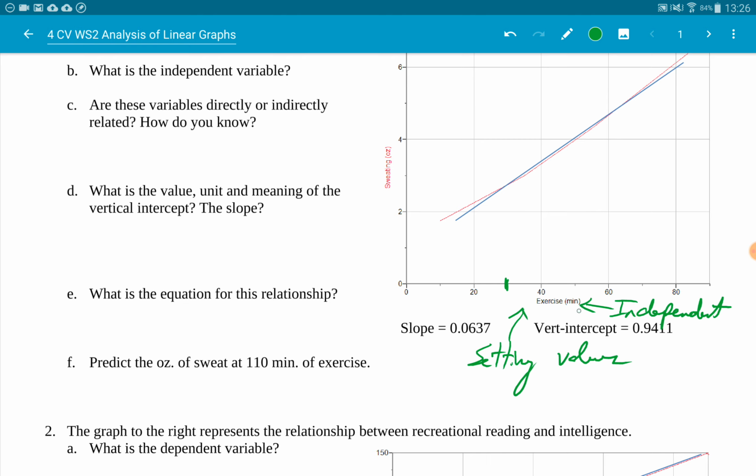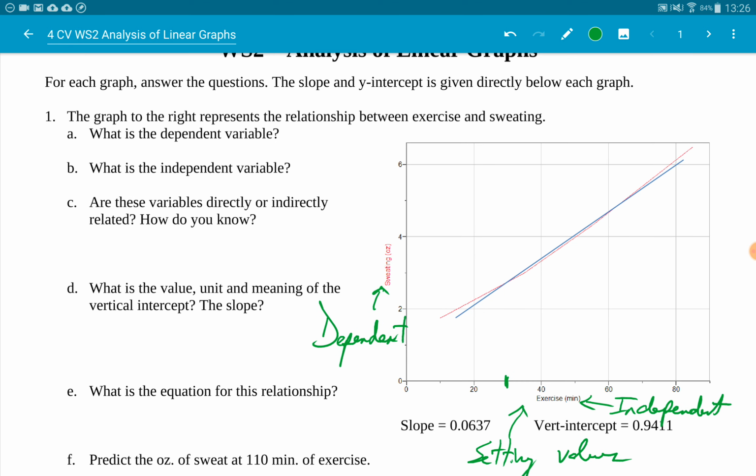And then when I set those values, let's say 30 minutes for exercising, then I'm going to go collect something and measure something else. In this case, that's the sweating here. And so these values on the vertical axis, or these values of sweating, depend on how much I was exercising, so this is the dependent variable. That's true for any graph. By convention, we put the independent variables on the horizontal axis and the dependent variables on the vertical axis.